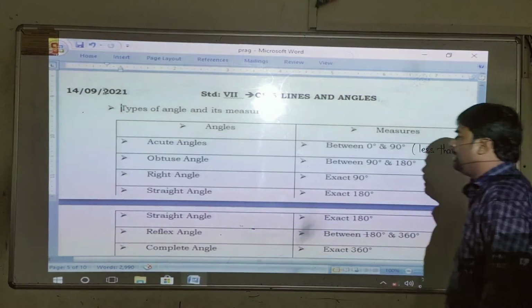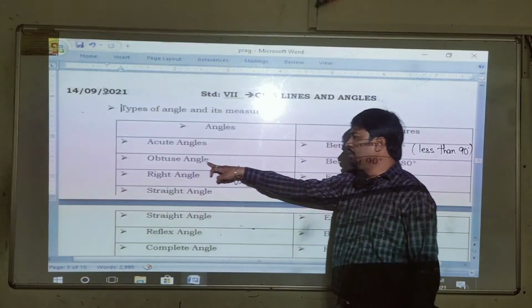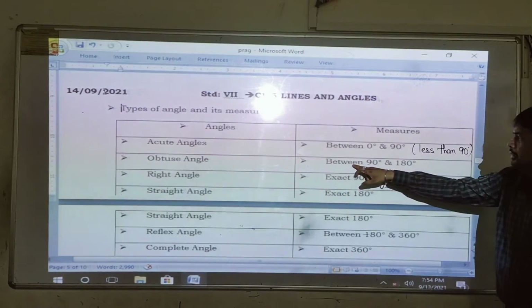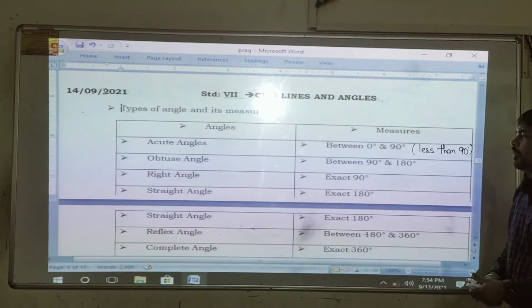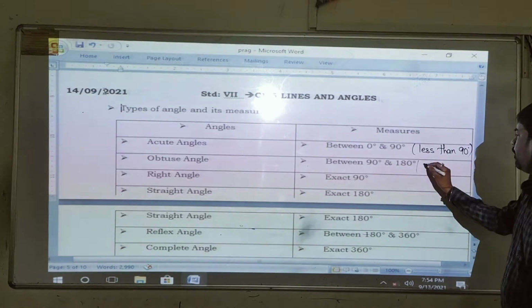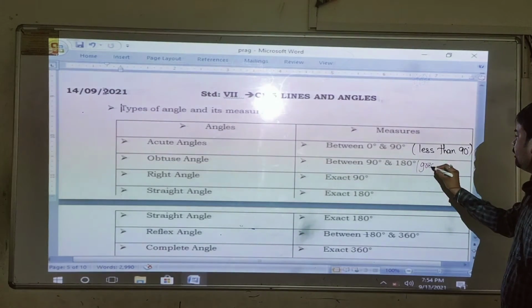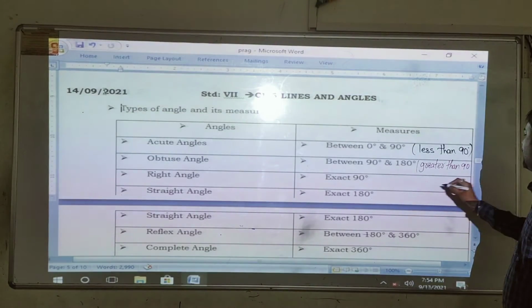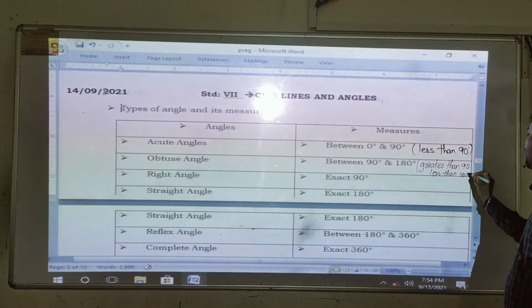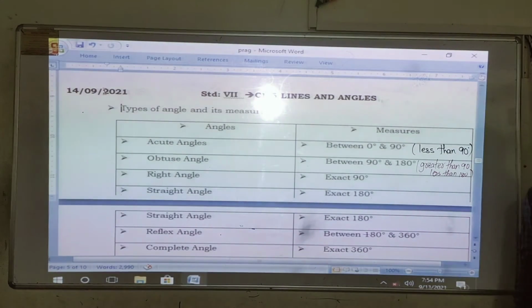Similarly, the second one, the obtuse angle. What can we say about it? The measure is between 90 and 180. If you want to remember, greater than 90 and less than 180. Greater than 90, less than 180. Then it will form an obtuse angle.